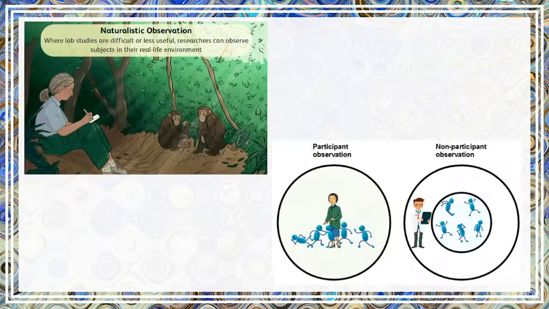For example, here we see naturalistic observation and where participant observation and non-participant. So here we can understand the difference between these two groups. And of course, naturalistic is understandable.